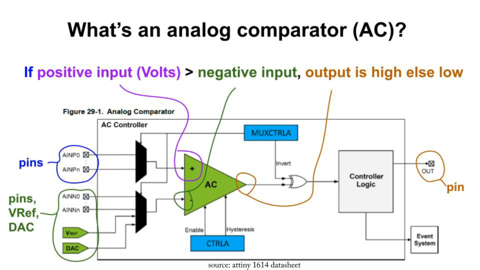This is the block diagram of the analog comparator on a Series 1 ATtiny like the 1614. Series 2 ATtinys are similar but have some differences. You can see that the software can select pins as analog inputs. The positive input is always a pin, but the negative input can come from an internal voltage reference or from a digital to analog converter or DAC. The latter choice allows software to change the negative input on the fly. We'll make use of this.